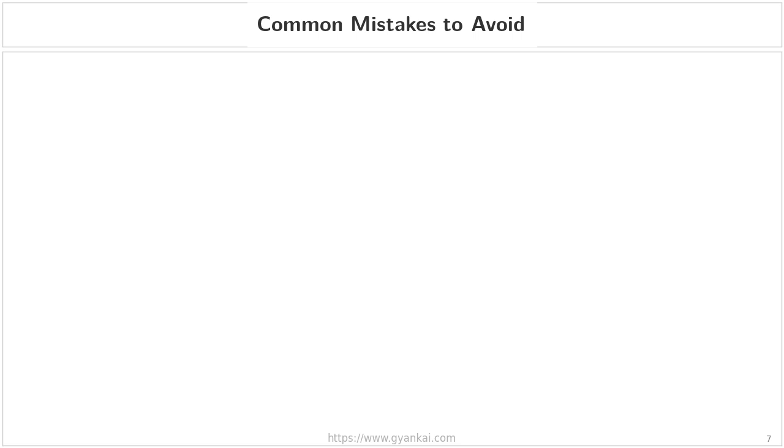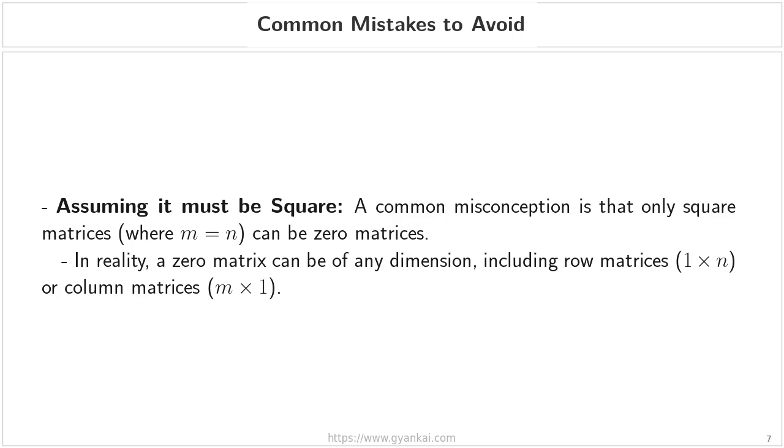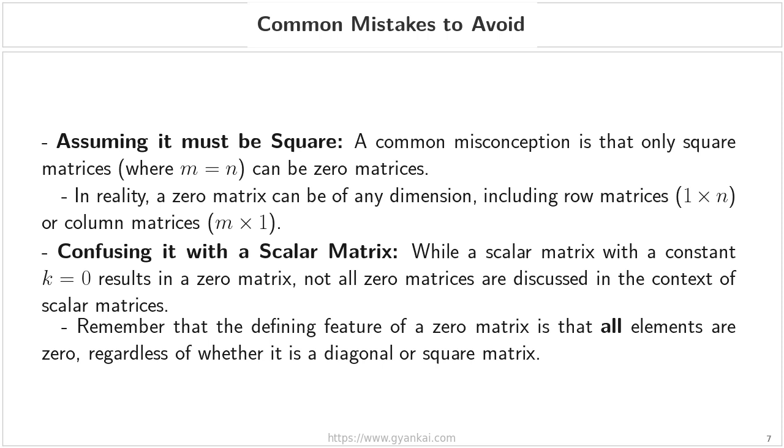Common mistakes to avoid. First, let's address a frequent misconception, the assumption that a 0 matrix must be square. Some students believe that only matrices where the number of rows equals the number of columns can be 0 matrices. However, as we saw in our previous examples, this is not true. In reality, a 0 matrix can be of any dimension. This includes row matrices, which consist of 1 row by n columns, or column matrices, which consist of m rows by 1 column.